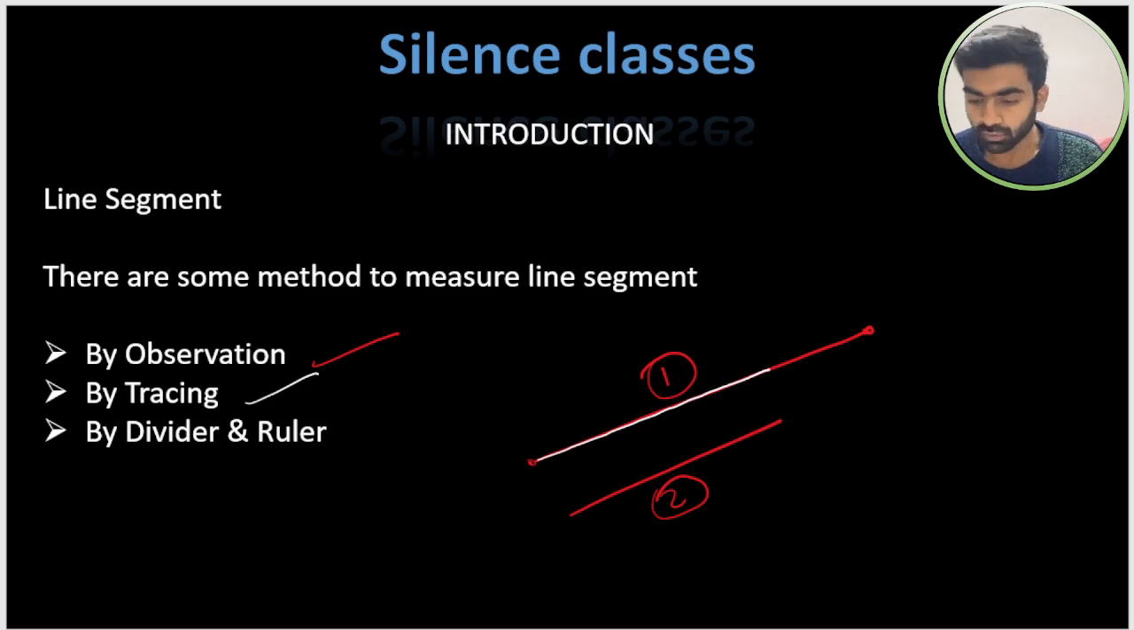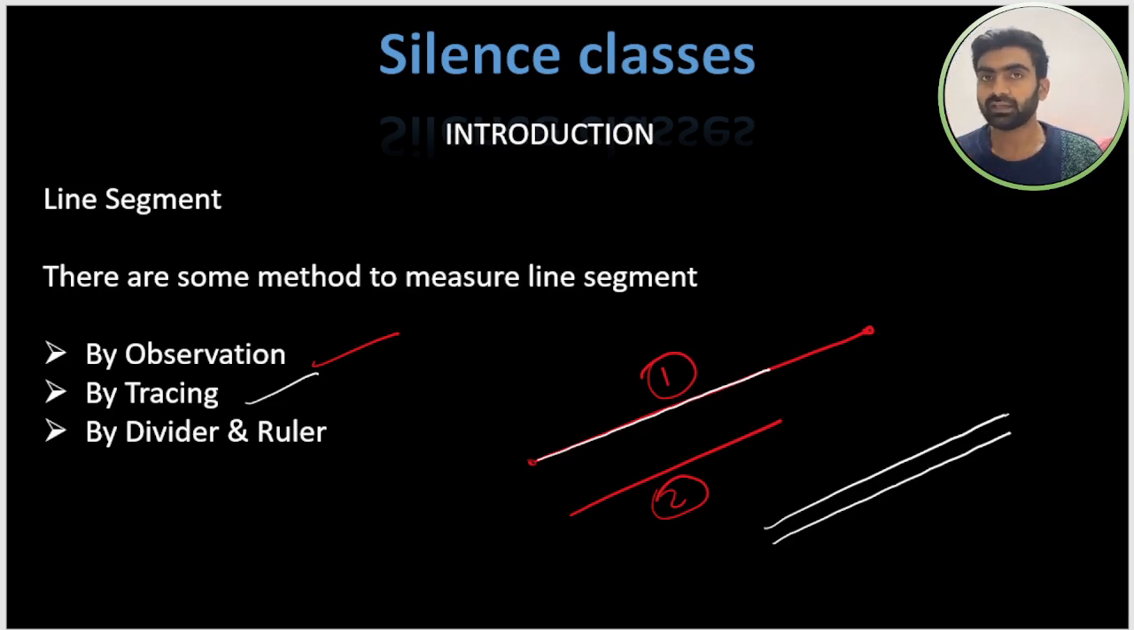Now if I draw lines like this, there is a slight difference in the lines but you cannot identify it by just looking. So for these types of questions we will use the divider or the ruler. By using the ruler or the divider we get the exact length of that particular line. Using the exact length, we can easily identify which one is smaller and which one is greater.